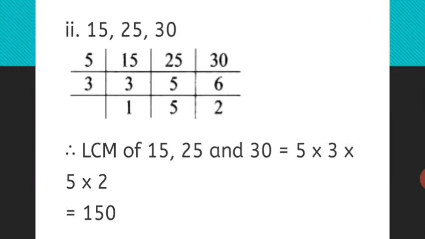Now we have to find the LCM of 15, 25 and 30. Common factor 5. 5 threes are 15, 5 fives are 25, 5 sixes are 30. Then common factor 3. 3 ones are 3, 5 comes down as it is, 3 twos are 6. Therefore, LCM of 15, 25 and 30 is equal to 5, which is a common factor of all three, into 3, which is a common factor of two numbers, into 5 into 2. This gives us answer 150.